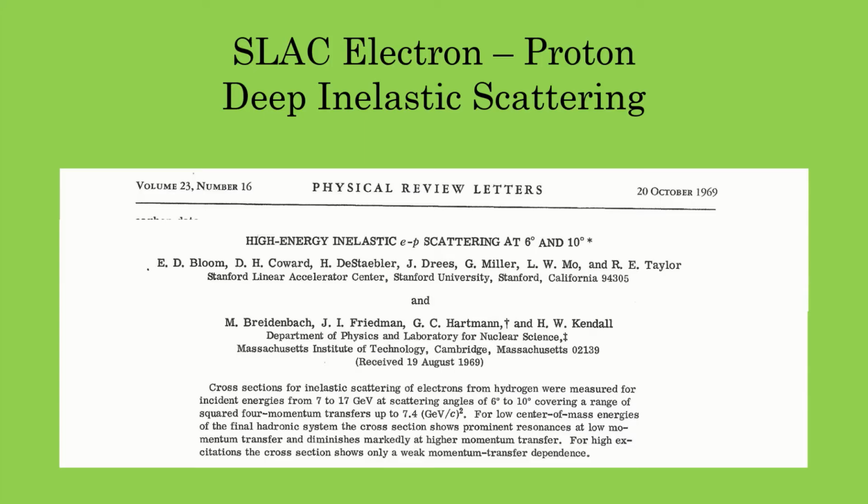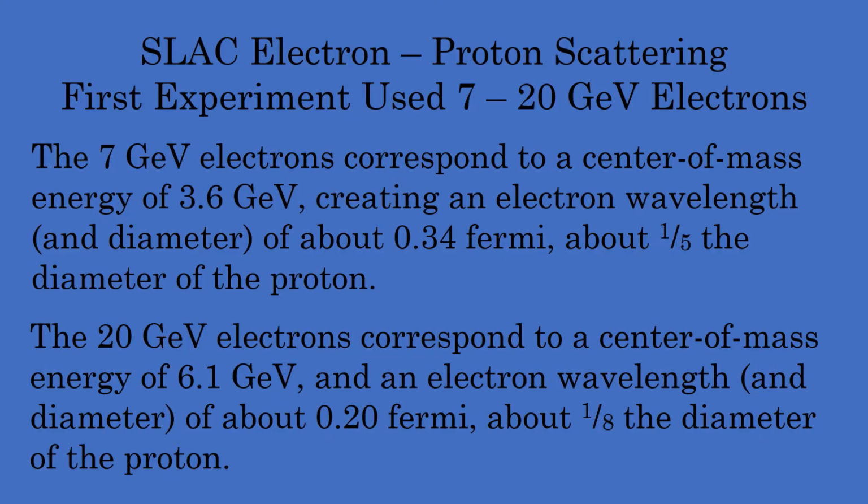The first SLAC runs used electrons with energies from 7 to 20 GeV, making their wavelengths and diameters 0.34 to 0.20 Fermi, about 1/5 to 1/8 the diameter of the proton, respectively.